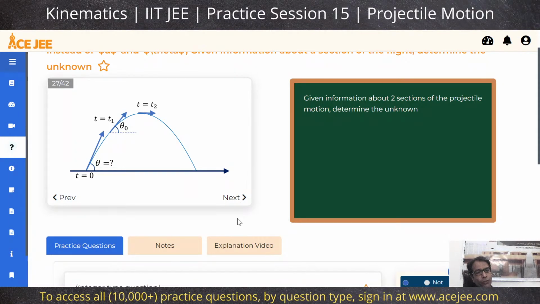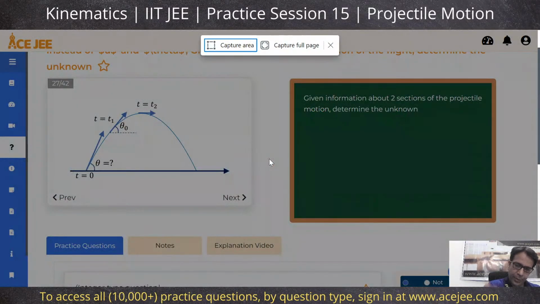Now they might ask you to find the range of the projectile. So how would you approach it? You guys tell me the steps. Anybody wants to volunteer?